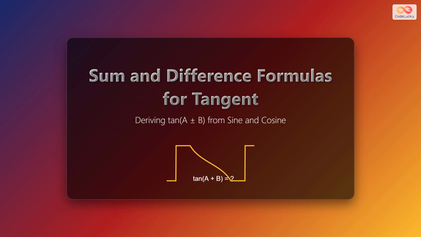Welcome. In this lesson, we are going to derive the sum and difference formulas for the tangent function. Specifically, we want to find a formula for the tangent of the sum of two angles, A and B. We will do this by using the formulas we already know for sine and cosine.